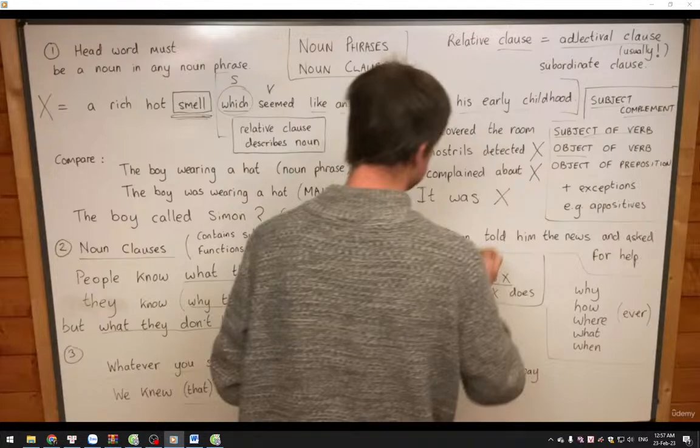For example, appositives. Appositives don't always do that. They very often just sit there next to the noun, renaming the noun. So there are exceptions. Now let's go further into this. What the hell is a phrase? What the hell is a clause?